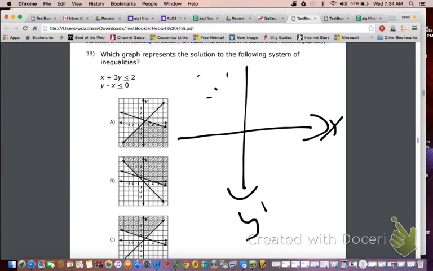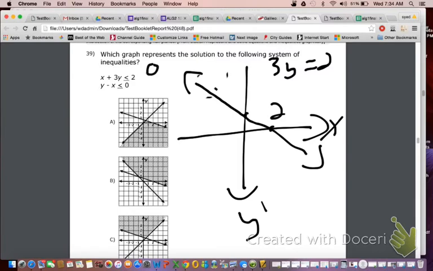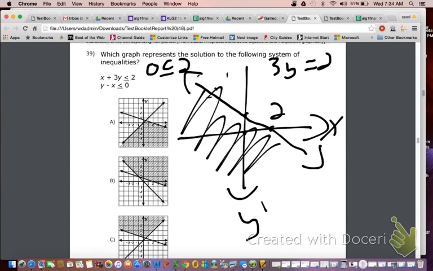It's saying, x times what equals 2? And the answer is 2. 3y times what equals 2? So I get 2/3. So this is 2/3. Now let's pick a test point. Is 0 less than or equal to 2? And the answer is true, so I'm going to shade this direction.